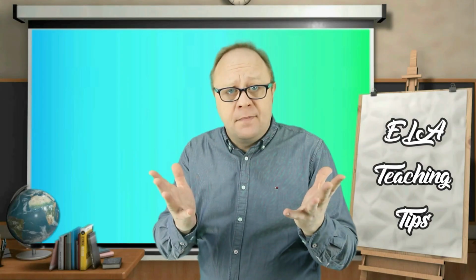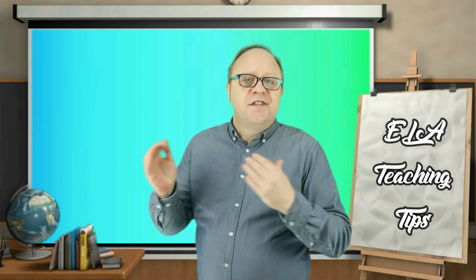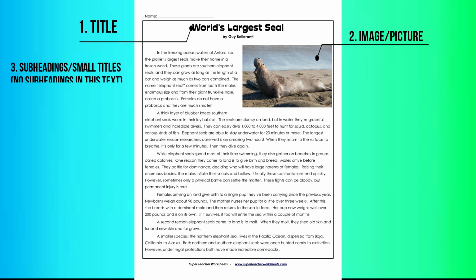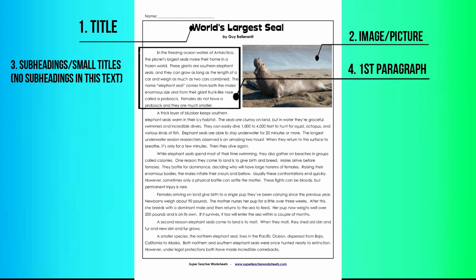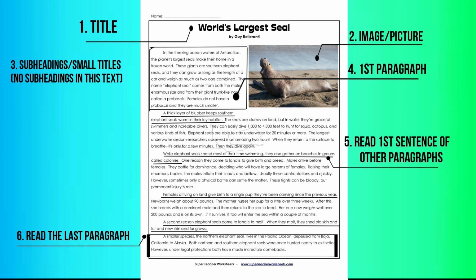How to skim? Read the most important parts according to this order. 1. The title. 2. Check out the image and see what is the meaning of it. 3. Subheadings or smaller titles. 4. Read the first paragraph. 5. Read the first sentence of other paragraphs. 6. Read the last paragraph.